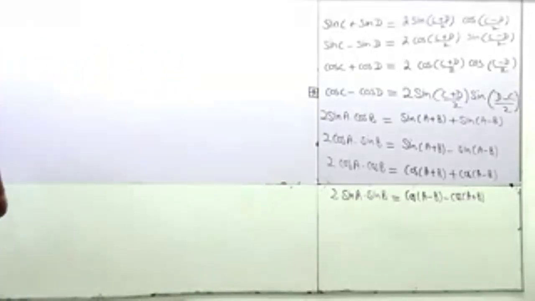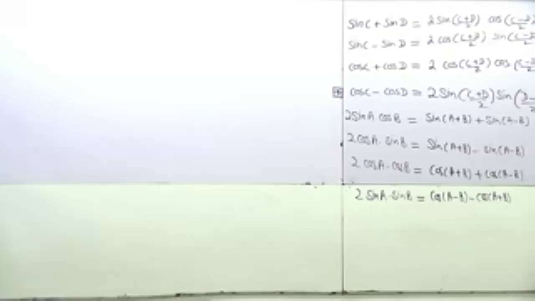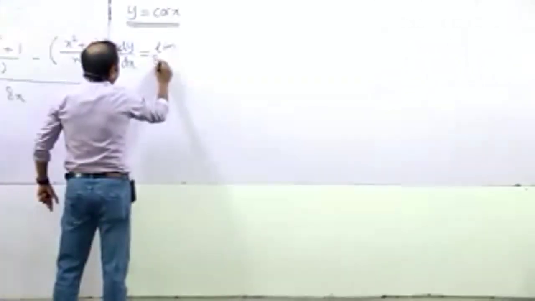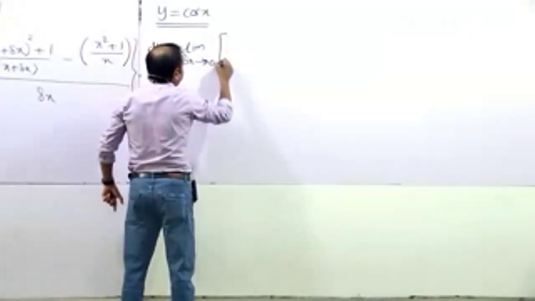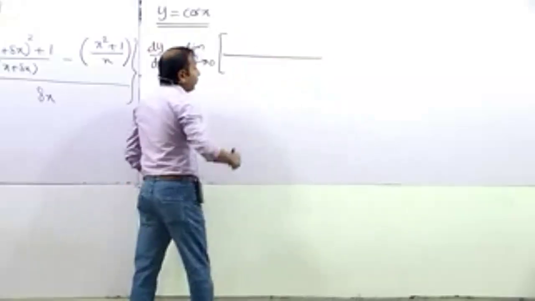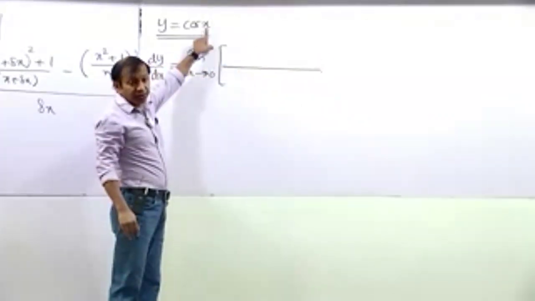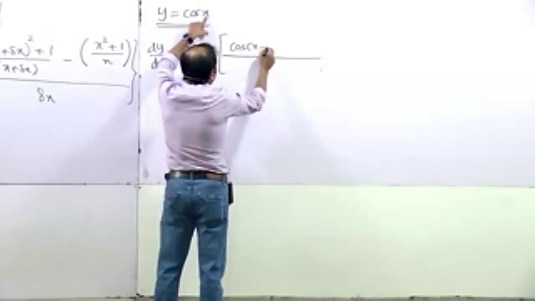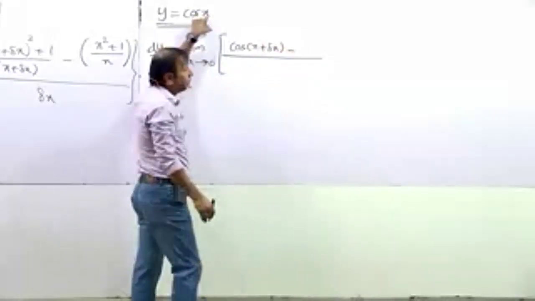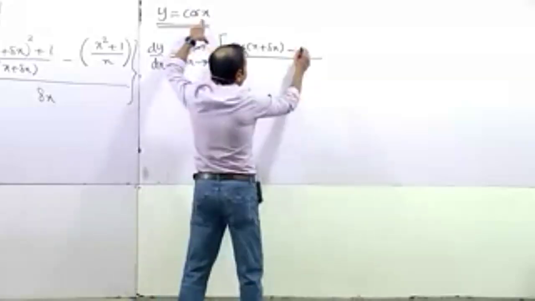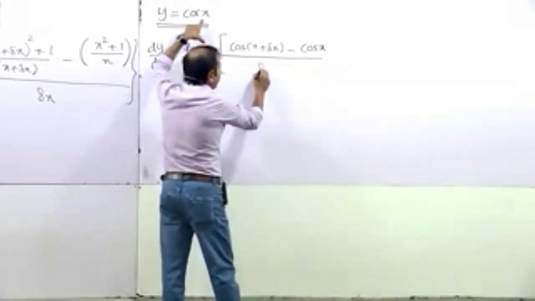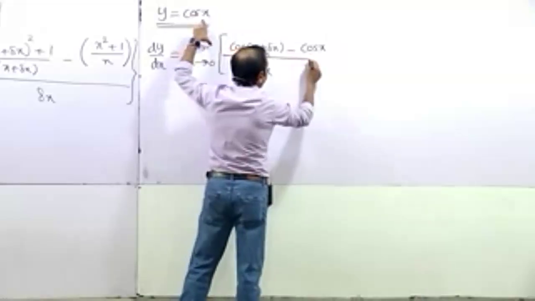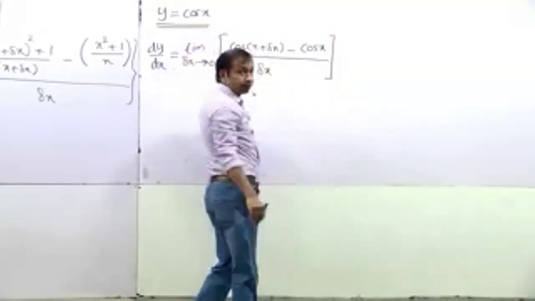Now, if we need to find dy by dx for this function, how to write dy by dx? Limit delta x going to 0. What should be the first function here? Replace the x by x plus delta x, right. Cos of x plus delta x minus what? The same function cos x, and we have divided this by what? Delta x, this way, right.